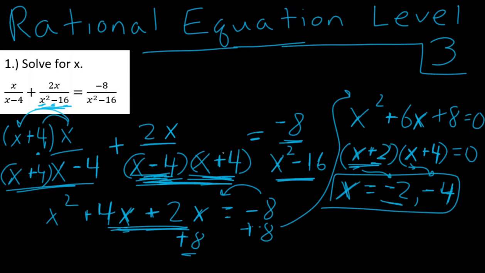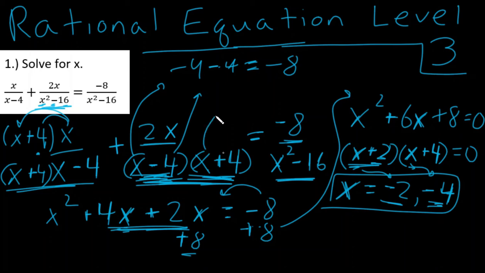So this negative 2 is safe. However, we actually have to test out this negative 4 to see if it's actually a solution. So let's see. If I take this very first factor, x minus 4, and I'm testing out negative 4, instead of x I'll write negative 4, and I see that negative 4 minus 4 is equal to negative 8. And that's a-okay. As long as the factor doesn't equal 0, we're fine.